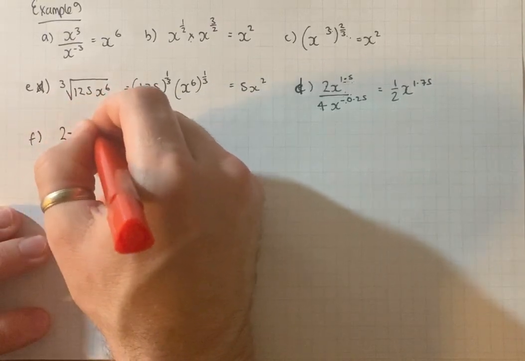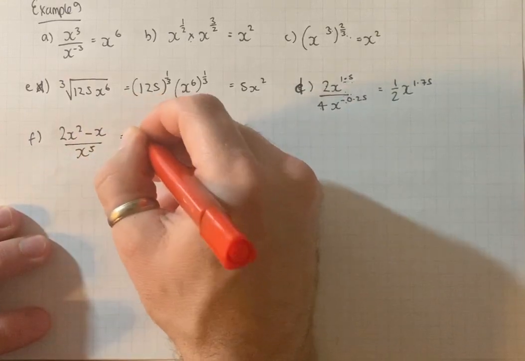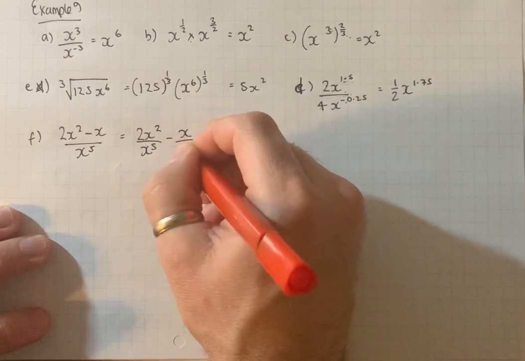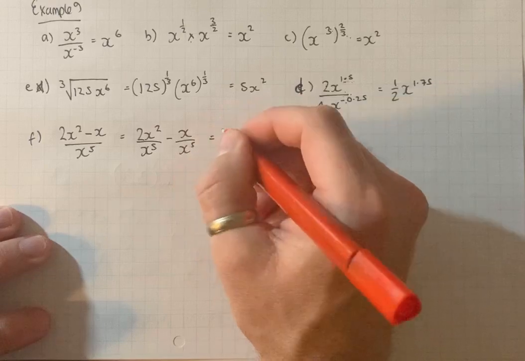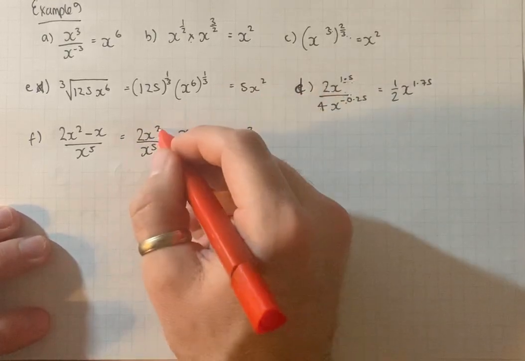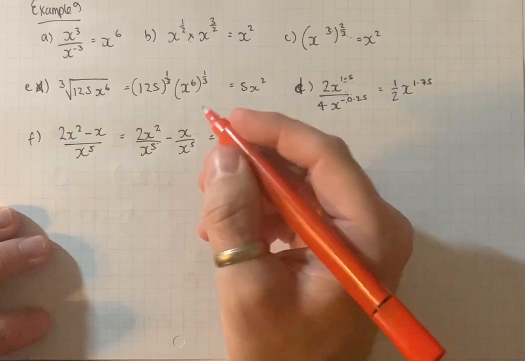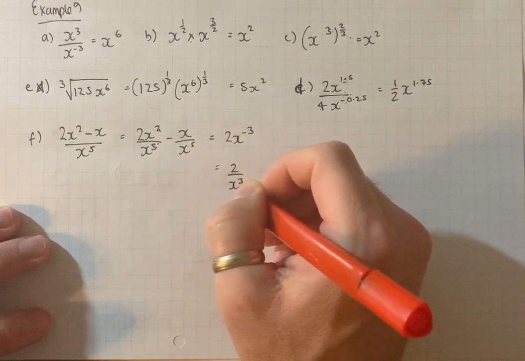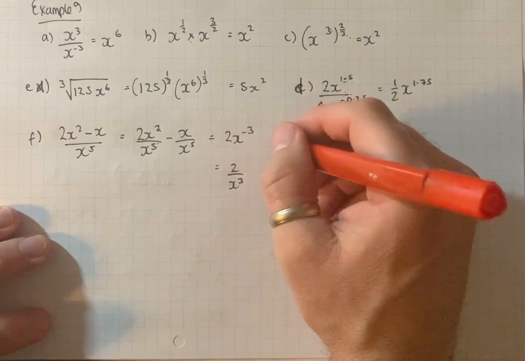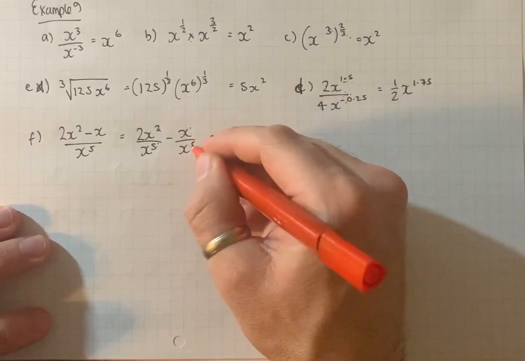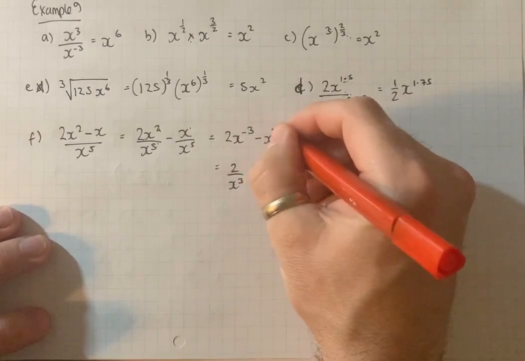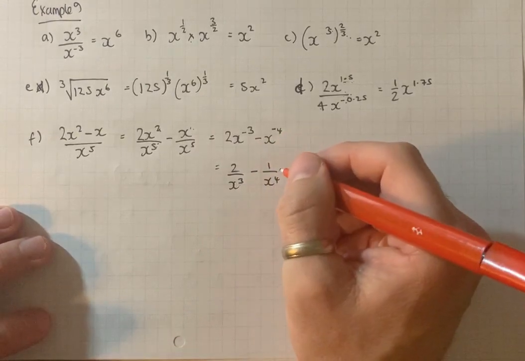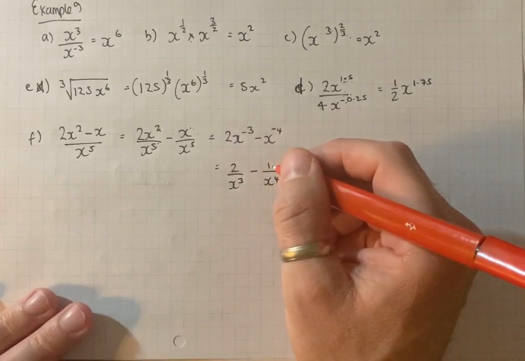F, 2x squared minus x over x to the 5. If you remember from before, we split up each part of the numerator and divide it separately by the denominator. So that's 2x to the minus 3, because 2 take away 5 is minus 3. I mean, you could write that one as 2 over x cubed and do 5 take away 2 is 3 and then leave that on the bottom. It doesn't matter, there's no difference. And then here, 1 minus 5 is minus 4. Or we could do 5 take away 1 is 4 and leave that on the bottom. Either answer's fine. It didn't say in the question how it wanted it to be read, so either's okay.